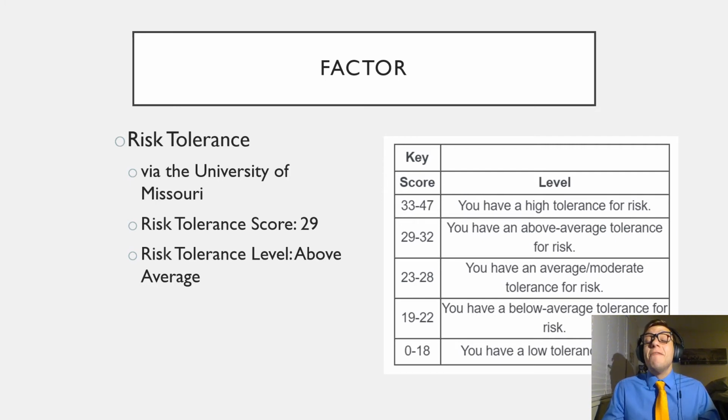But being at the very, very low end of that bin, I will say that I have a slightly above average tolerance for risk. And so this shows that I'm willing to trade slight uncertainty in my investments for potential higher returns. Over time, I'm confident that the return will outweigh the slight extra risk, and also that I don't mind slight volatility in the future.